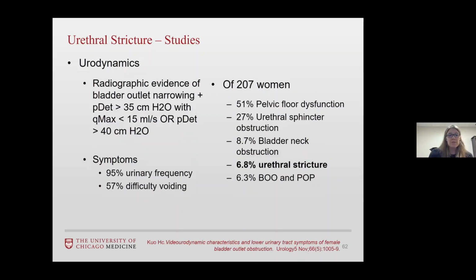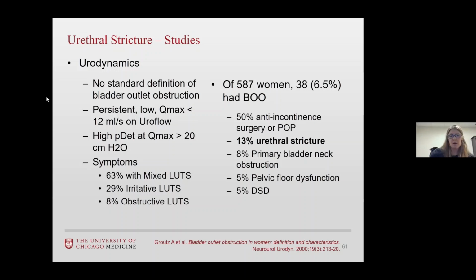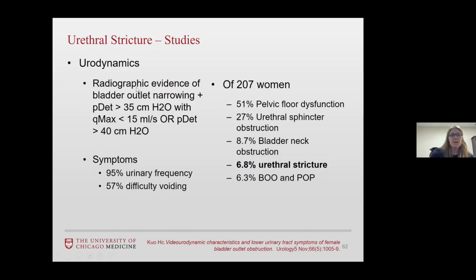This is interesting because this is another study looking at urodynamics in this population. They saw radiographic evidence of bladder outlet narrowing plus, this was their definition, a PDET of greater than 35. So in this study they defined it as 20 here, their PDET at Qmax was 20, and here they say it's 35. And they defined their Qmax as less than 15 mLs per second, or a PDET greater than 40.